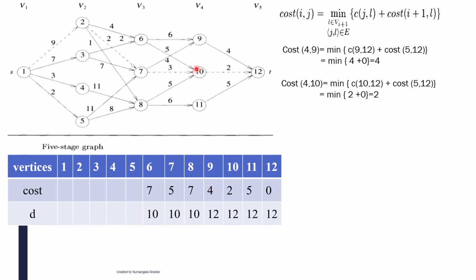Next vertex, we need to find 10. For 10 also you have to do the same procedure. Stage 4 and next vertex is number 10. Min of C of 10, where 10 is the J value and L is the next vertex, that is 12, plus cost of I plus 1, the next stage, that is 5. 4 plus 1 is 5, and L value is 12 here. Same thing, C means edge cost. So 10 to 12, edge cost is 2, and cost of 5 comma 12 here.